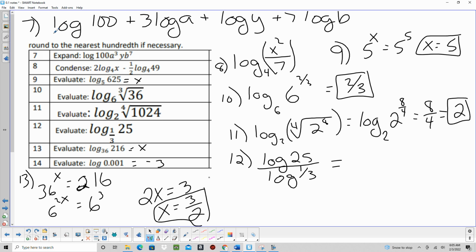The only thing I would do here is log 100. That's a common log. That could actually be simplified down to 2. Move the exponent out in front, and you get 3 log a, log y, plus 7 log b. And again, you're putting plus signs with all of those. On number 8, you needed to condense them. So I took the coefficient and made it an exponent for both of them.